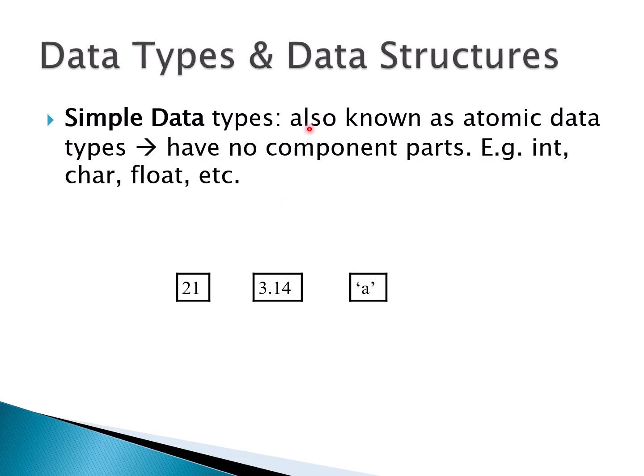Now the data types and data structures. Simple data types, also known as atomic data types, have no component parts. Examples: int, char, float. You can see 20 is an integer kind of data, 3.14 is floating point data, and a is a character kind of data.